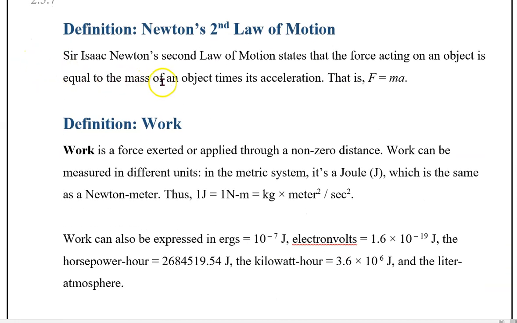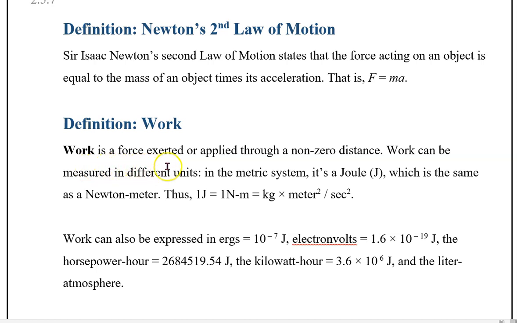Sir Isaac Newton has 3 laws of motion, and his second law of motion states that the force acting on an object is equal to the mass of the object times its acceleration. In other words, the more mass, the more force is required to get it moving. The mass times the acceleration gives us the force. Greater mass, greater force. Greater acceleration, greater force.